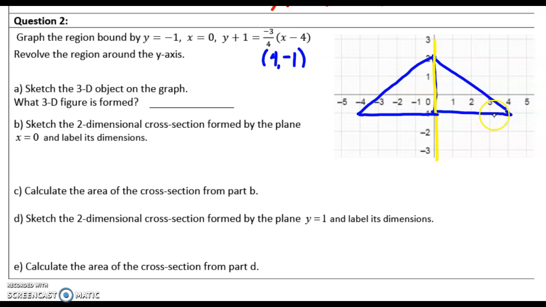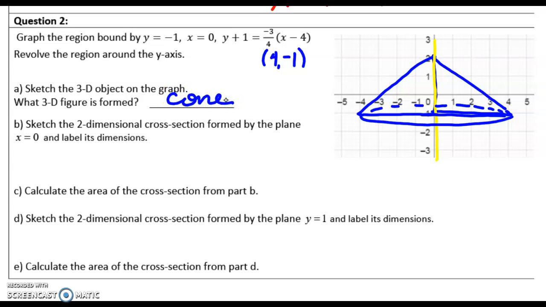Remember, this is going to be three-dimensional. So to give it that three-dimensional feel, I'm going to put some arcs in here. Okay? Not the prettiest cone you ever saw, but you get the idea. So that's a cone.